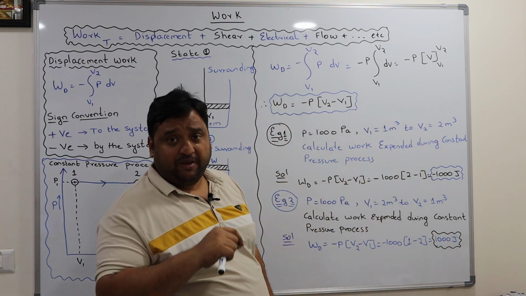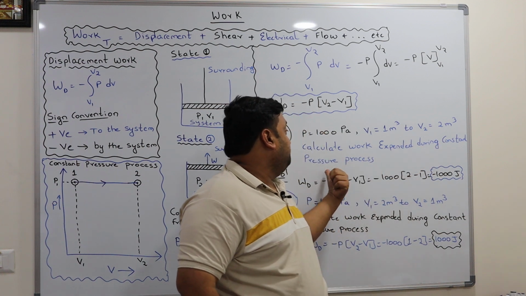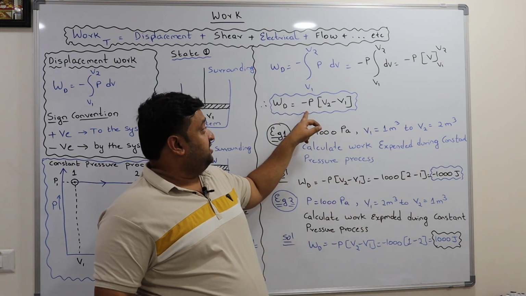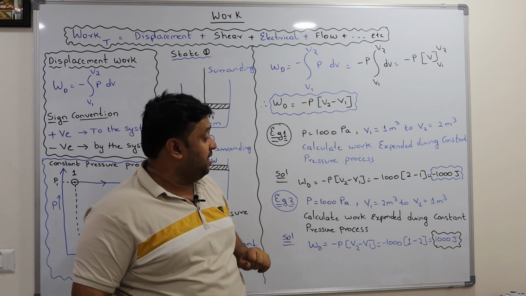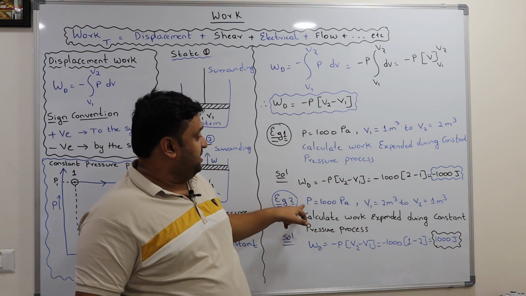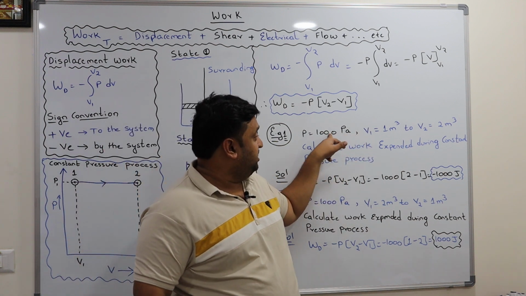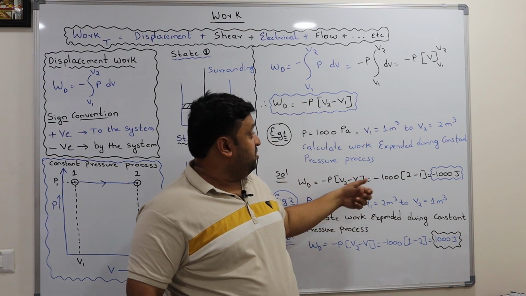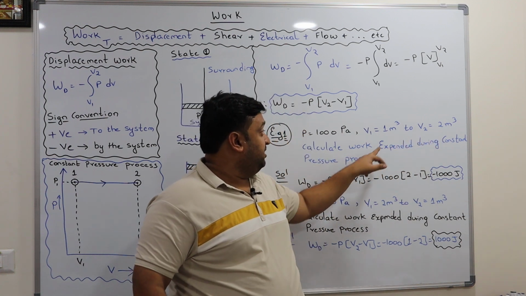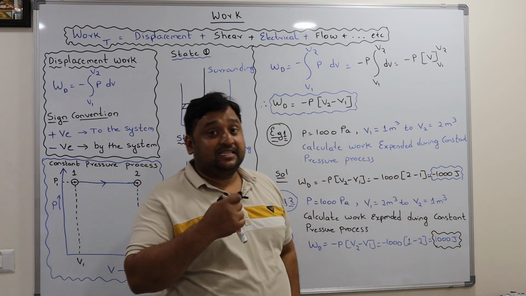Okay, before expansion and after expansion. Calculate the work expended during the constant pressure process. That means this is the formula for the constant pressure process to calculate how much work is required. Then let us see. Apply the formula: displacement work WD is equal to minus pressure, that is minus 1000, times (V2 minus V1). V2 is 2 meter cube and V1 is 1 meter cube. That means minus 1000 joules.